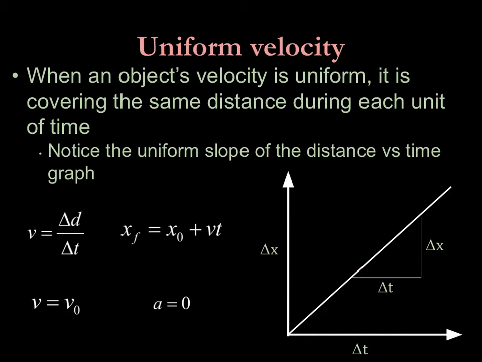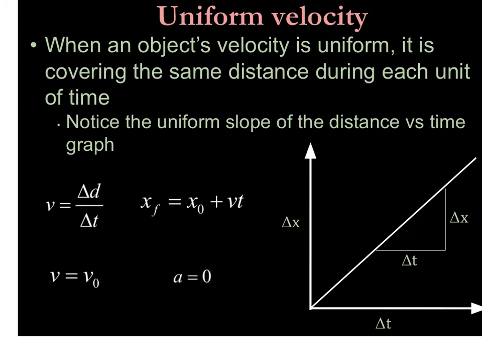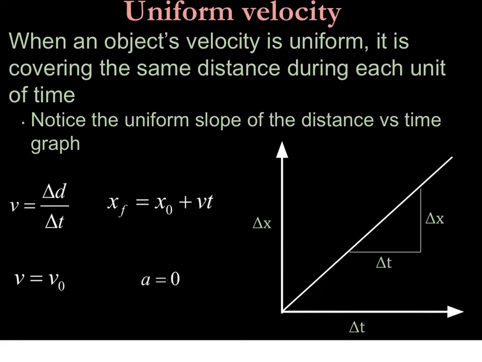And then our second graph is when we have uniform velocity. So when the velocity is staying the same, when it's constant. It's changing the same distance during each unit of time. Now here, some things to notice. And we'll talk about some of this in class, and hopefully you're taking notes on things you have questions about. So our rise is change in position, our run is change in time.